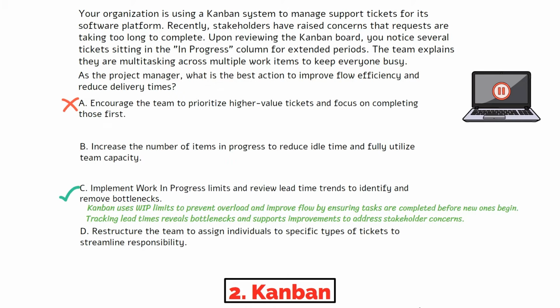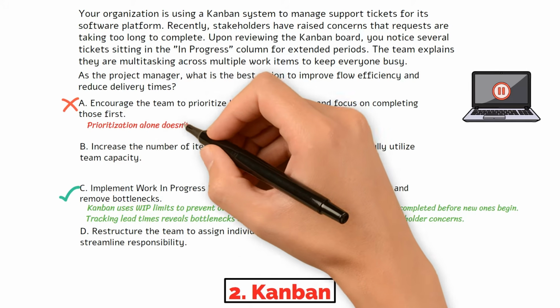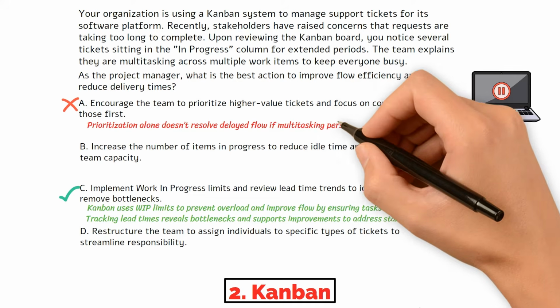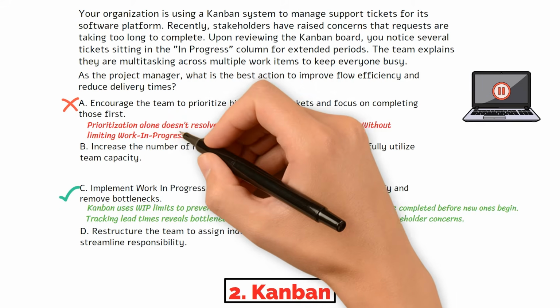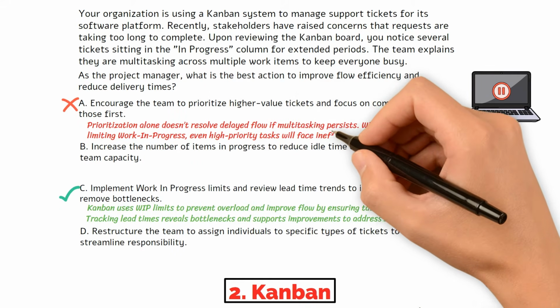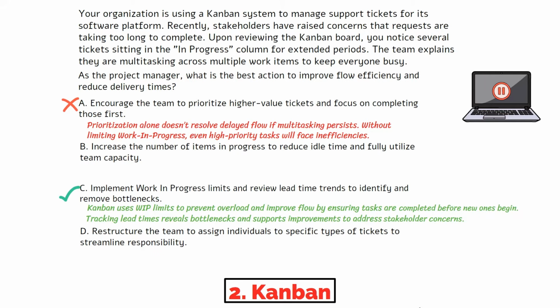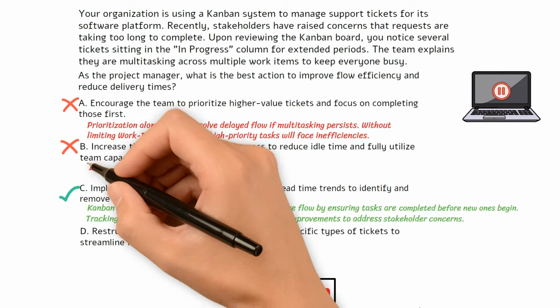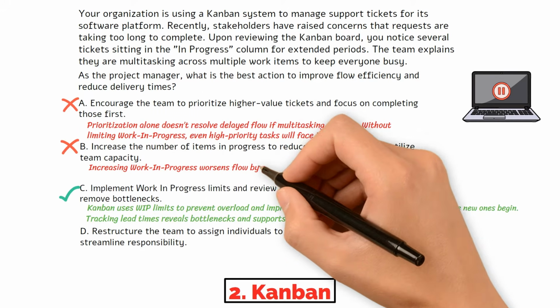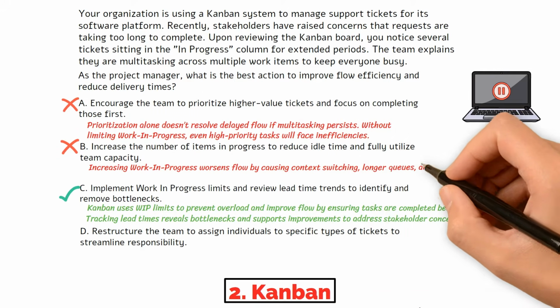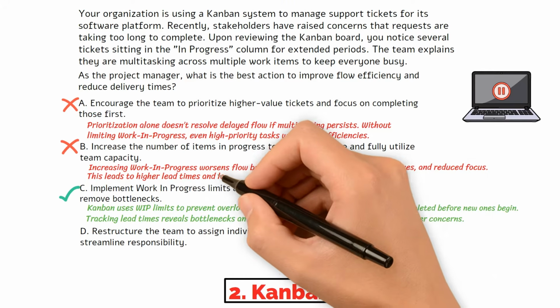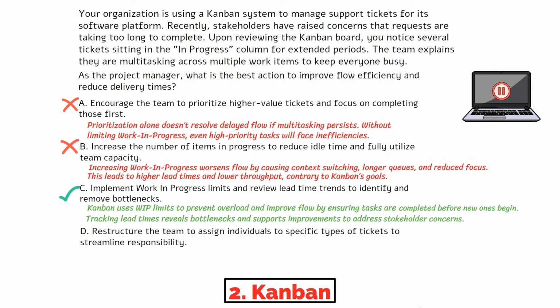Choice A is incorrect. While prioritization is important, it doesn't directly address the root cause of delayed flow. If multitasking continues, work will still be slow, even for high-priority tickets. Without limiting work in progress, focusing on priority won't fix the inefficiency. Choice B is incorrect. This approach worsens the problem. Increasing work in progress leads to context switching, longer queues, and reduced team focus, ultimately increasing lead time and reducing throughput, which is the opposite of Kanban's intent.